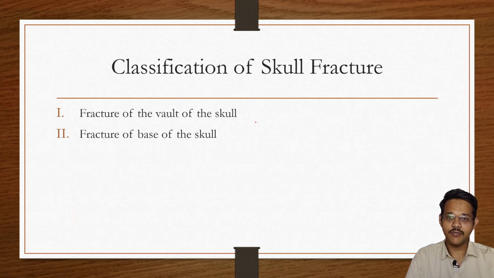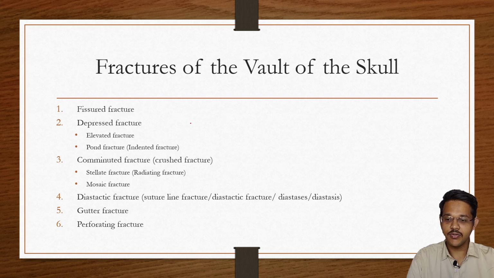Now coming to classification of skull fractures, it can be broadly classified into vault of the skull fractures and base of the skull fractures. In the vault fractures, there are different fractures like fissure fracture, depressed fracture, elevated fracture, pond fracture, and comminuted fracture. In that there is stellate fracture, mosaic fracture, diastatic fracture, gutter fracture, and perforating fracture.